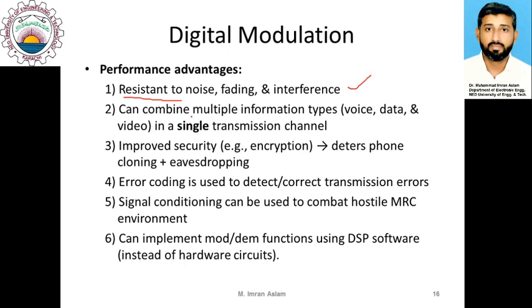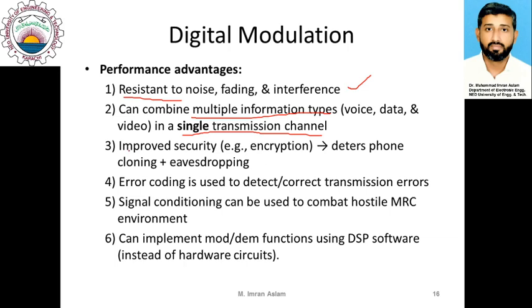In digital communications, different types of information can be combined into a single transmission channel. We do not need to incorporate different transmission channels for different types of information. So we can transmit voice, data, or video onto the same channel, because when we digitize the information, all the information can be represented by bits. So a bit is a bit. It does not matter whether it's coming from a video or a voice or any other type of information. So once it's represented in form of bits, you can transmit all the bits onto the same channel. So all different types of information can be transmitted from the same channel.